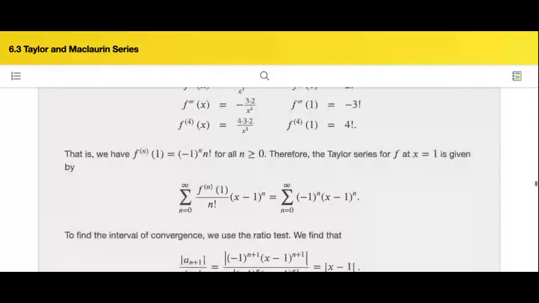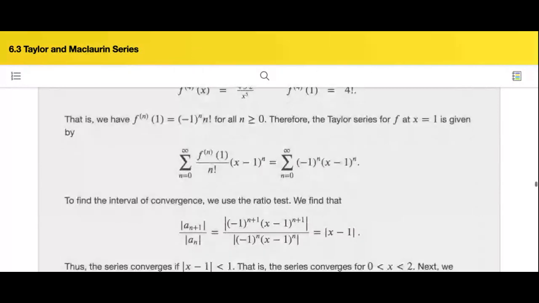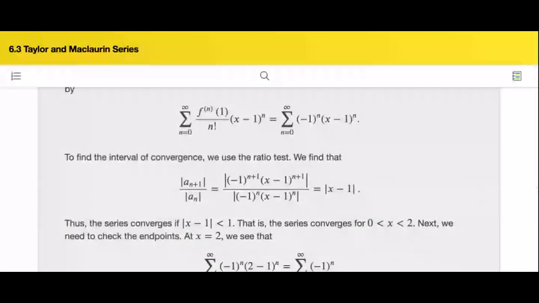To find the interval of convergence, we use the limit ratio test, right? We compare the n plus 1 term with the nth term. So hopefully some terms cancel, then we're left with a function of x minus 1. So usually we put absolute value signs around it, because according to the limit ratio test, the absolute value of the ratio needs to be less than 1 for the series to converge. Otherwise, it just diverges.